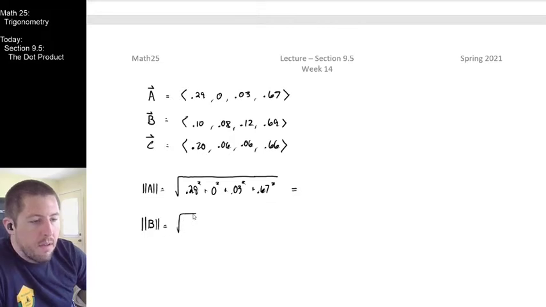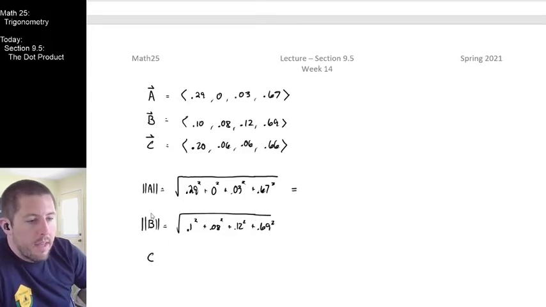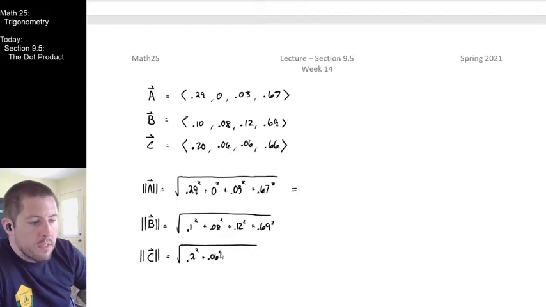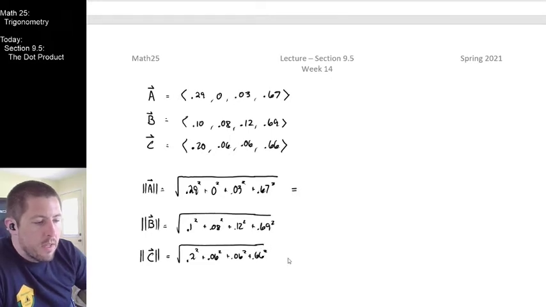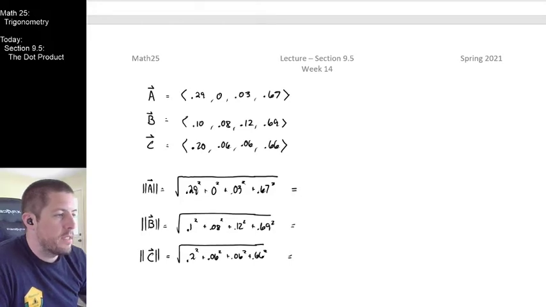Our length of vector B is going to be the square root of 0.1 squared plus 0.08 squared plus 0.12 squared plus 0.69 squared. And our length of vector C, that's going to be 0.2 squared plus 0.06 squared plus 0.06 squared plus 0.66 squared. So let's go to our calculator and get all three of our lengths, and then we'll compute all three of our necessary dot products here.